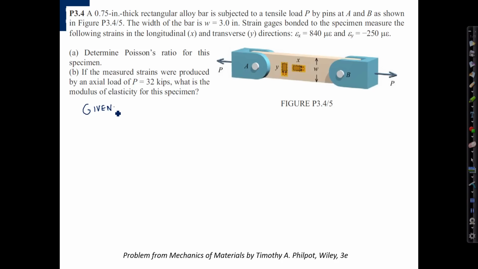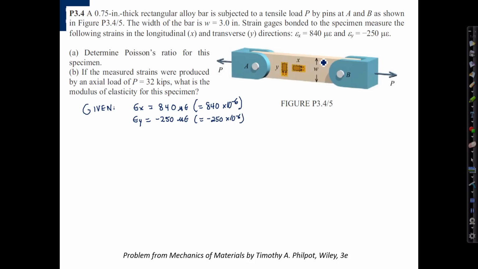Given. What we know, we're given the strains. Epsilon x equals 840 microstrains. And we should point out that a microstrain is 10 to the minus 6th. So this is equal to 840 times 10 to the minus 6th, a relatively small quantity and unitless as expected. Epsilon y, similarly, negative 250 microstrains, or negative 250 times 10 to the negative 6th.